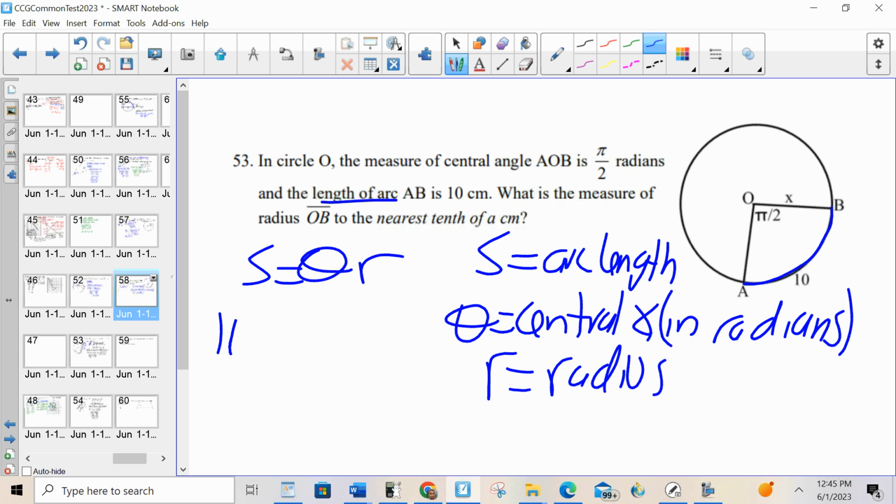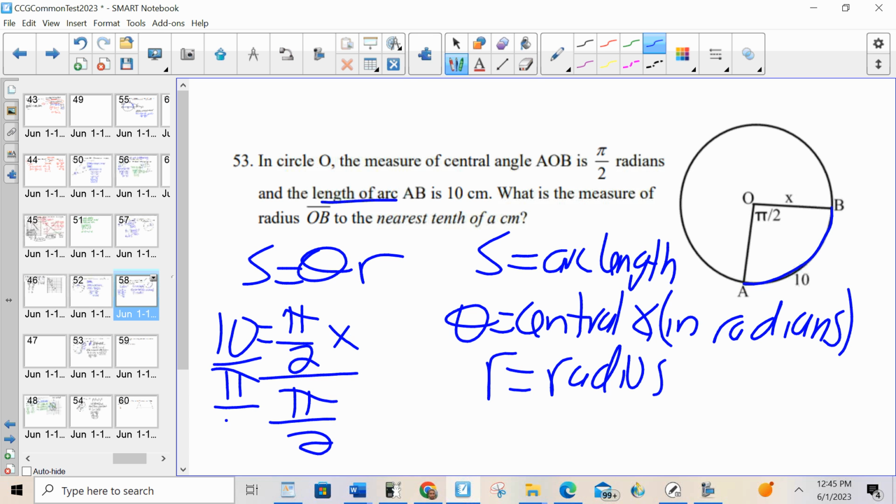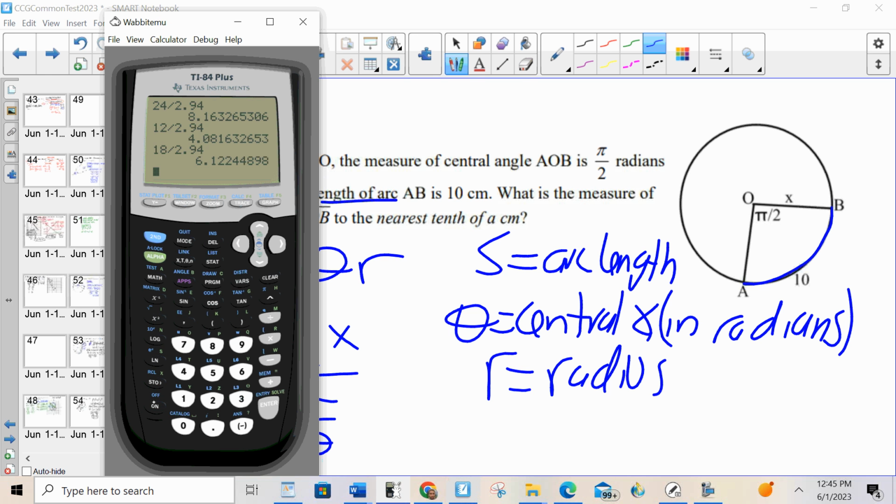S is 10, theta is pi over 2, R is x. I want to find x. It's easiest to just divide by pi over 2. 10 divided by pi over 2 gives 6.4.